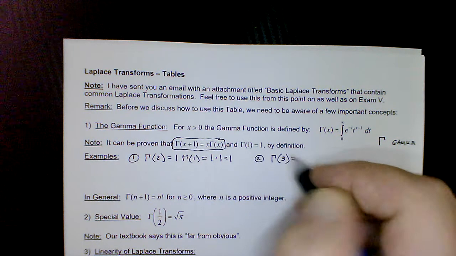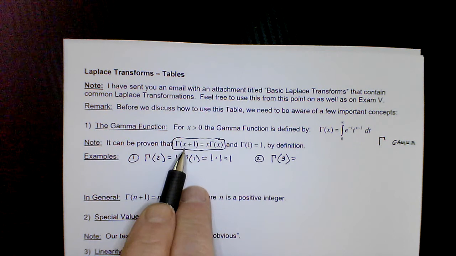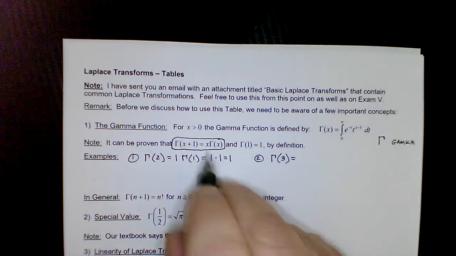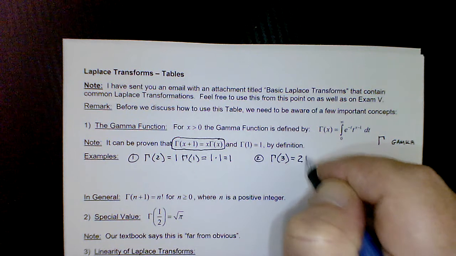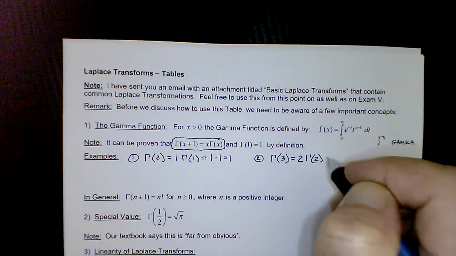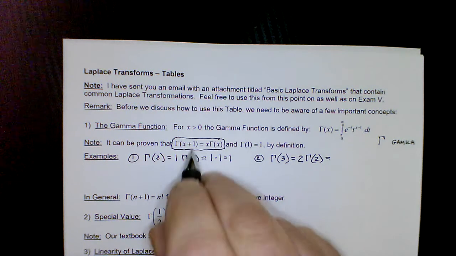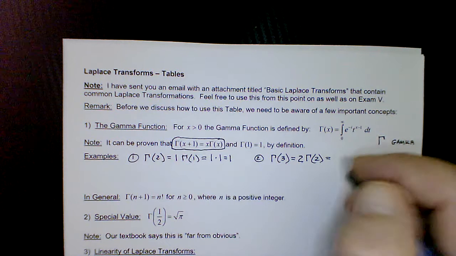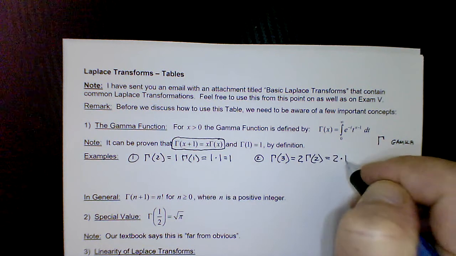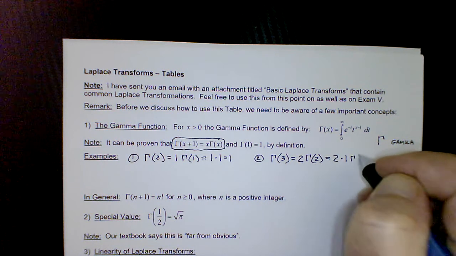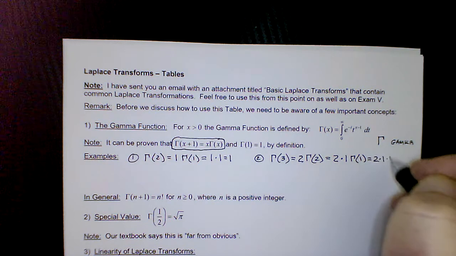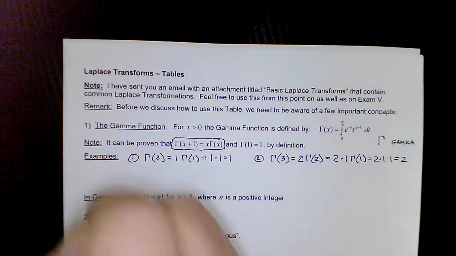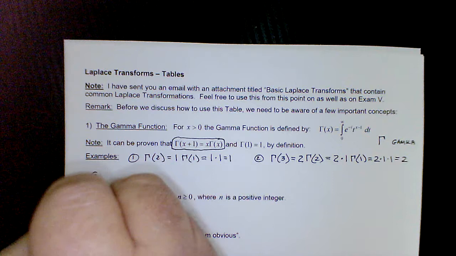Gamma of 3 would mean that x is 2, and so it would be 2 times gamma of 2. But then gamma of 2 is when x is 1, so that's 2 times 1 times gamma of 1. But gamma of 1 is 1, so 2 times 1 is 2. Let's do a couple more.